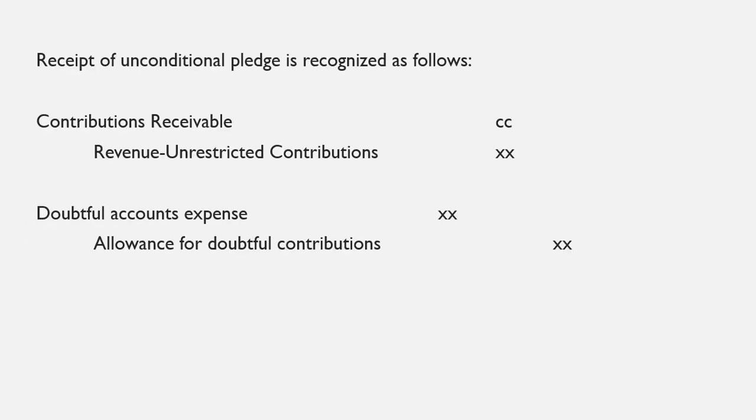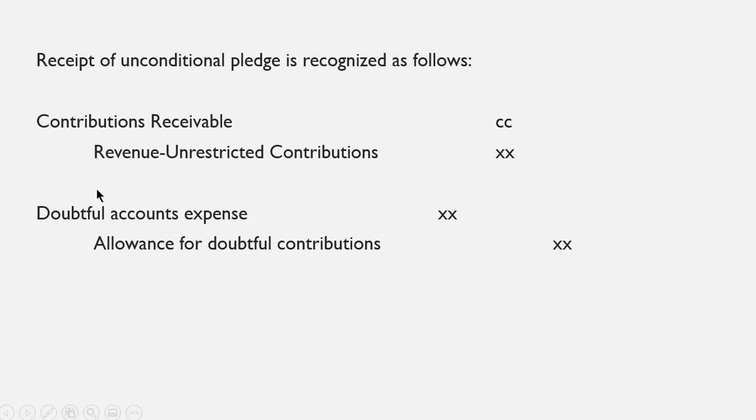Now, a receipt of an unconditional pledge is recognized as follows. When you receive an unconditional pledge, when do you record it as revenue? You will record revenue for pledges at the time of the receipt of the pledge or of the promise by debiting contribution receivable and crediting revenue, unrestricted contributions. Debit, credit. And doubtful accounts expense, allowance for doubtful contributions.